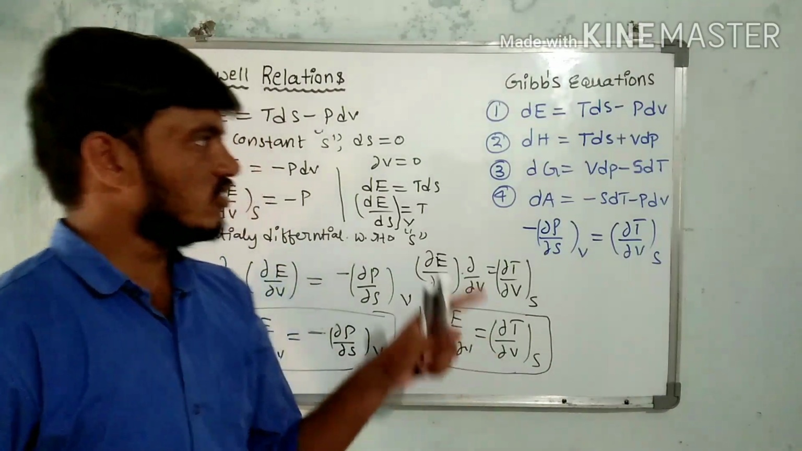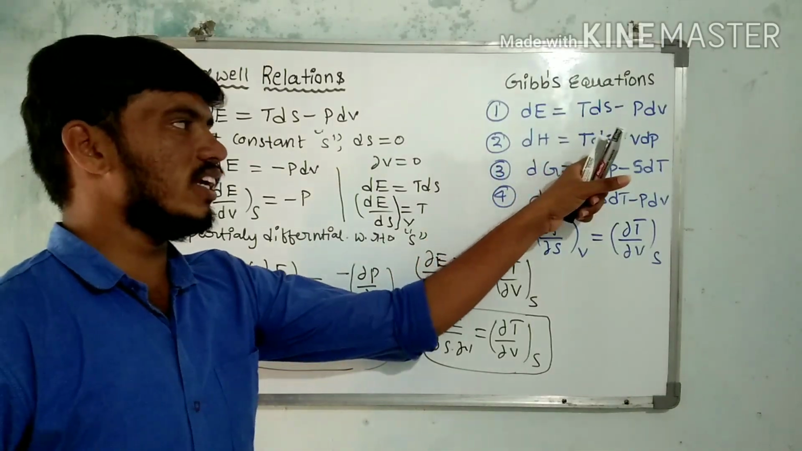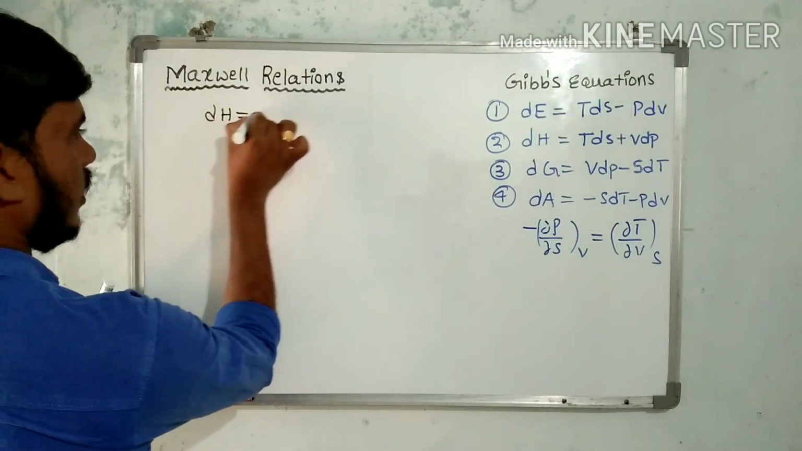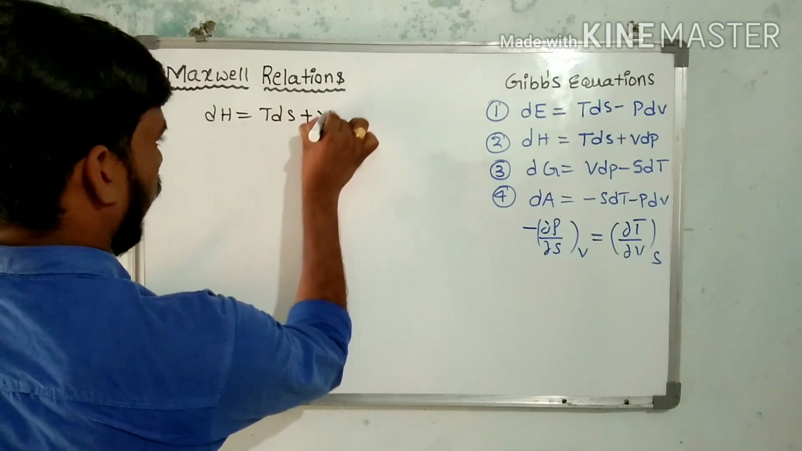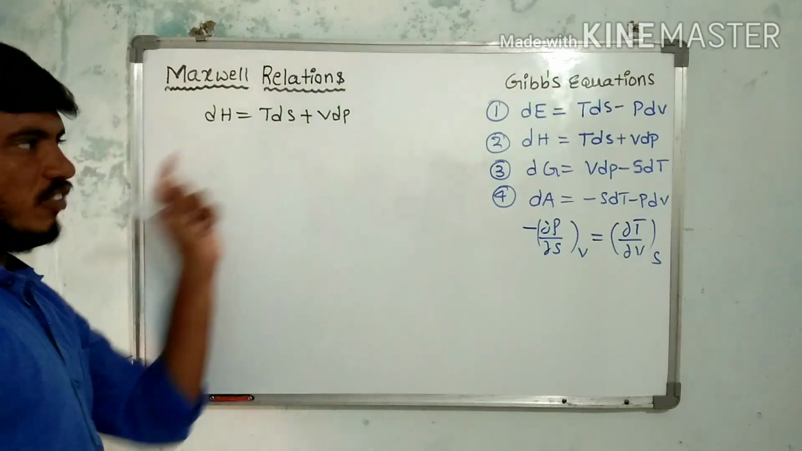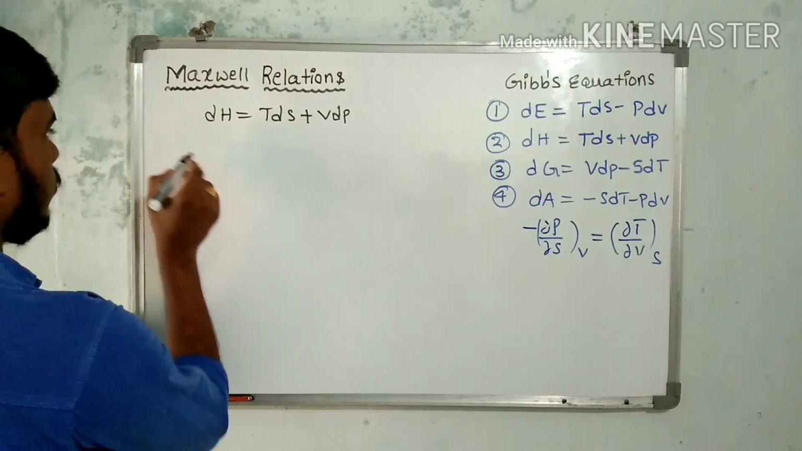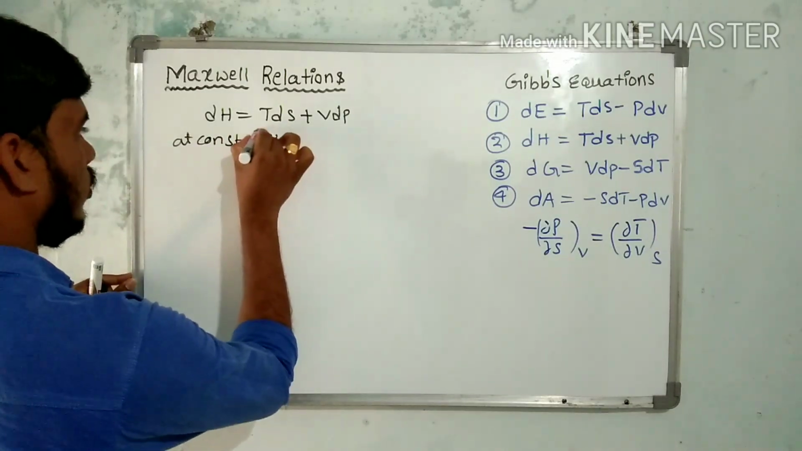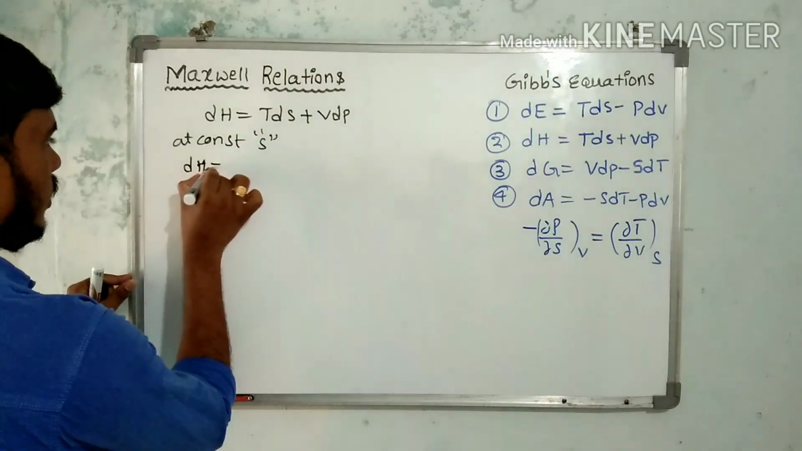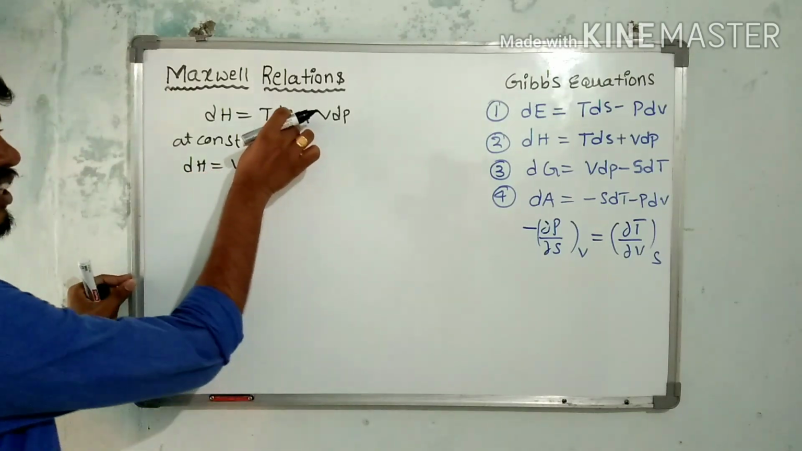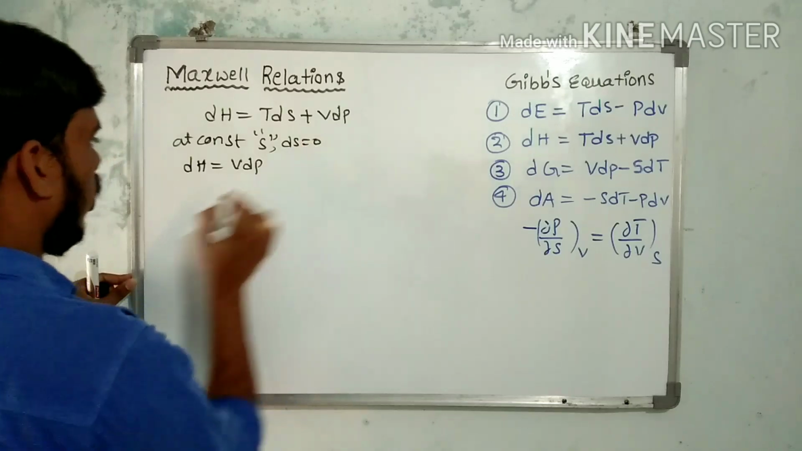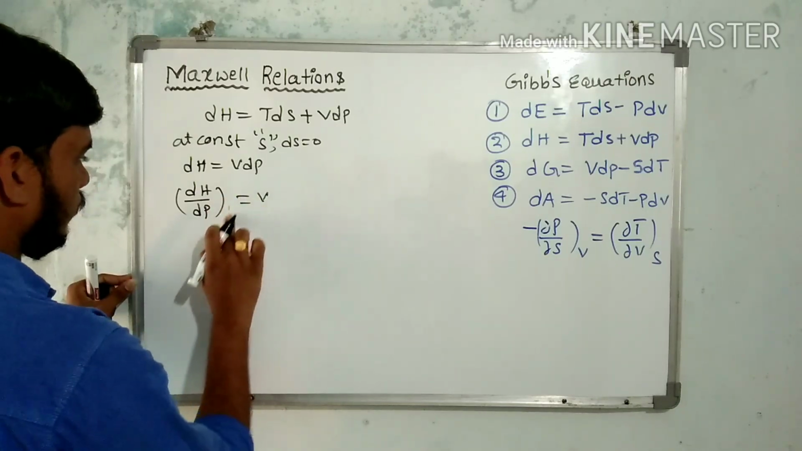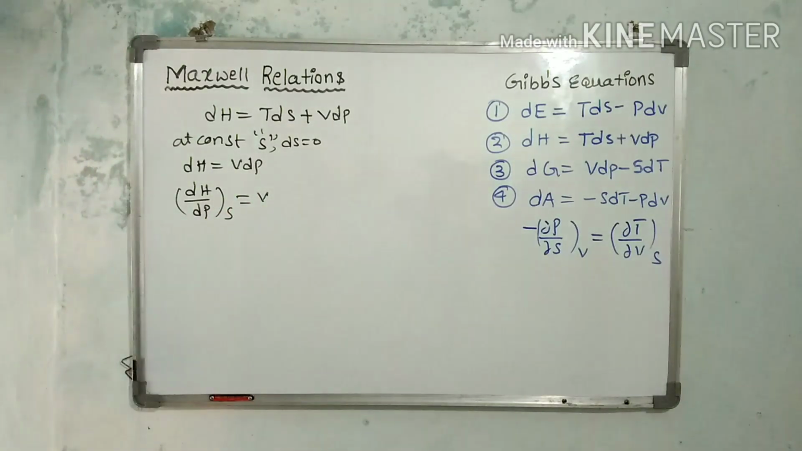Now for another Maxwell equation, we take dH is equal to TdS plus VdP. See this board. This is one of the Gibbs equations. Now what happens in this expression at constant entropy? dH is equal to VdP, because this term is 0 as dS is equal to 0. Now dH by dP at constant entropy is equal to V.